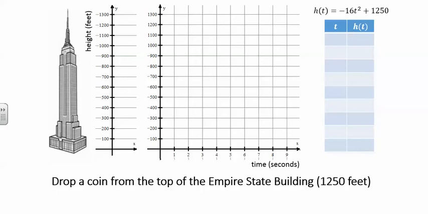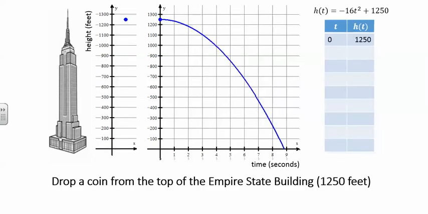Now, what you see on the screen is a graph that will be used to simulate the fall of the coin straight down. Then a second graph that gives the height of the coin over time and forms a parabola. And third, a table of values. These will give us 3 different perspectives on the fall of the coin as it moves through the air second by second. At time t equals 0, the coin has just been released, and so it is exactly 1,250 feet above ground.